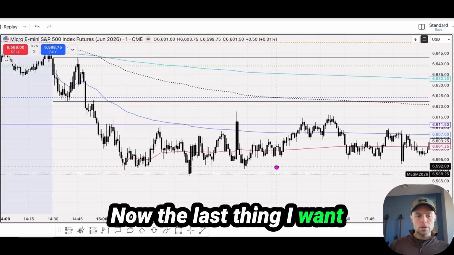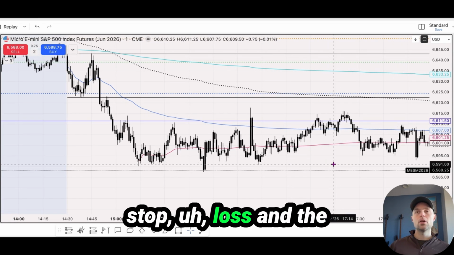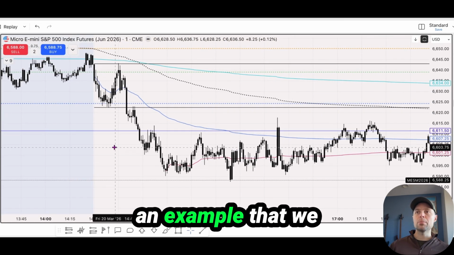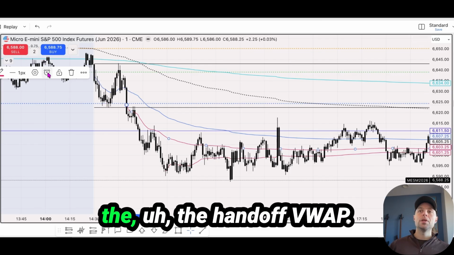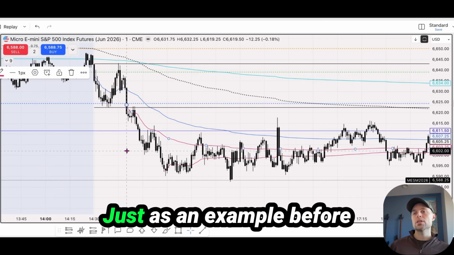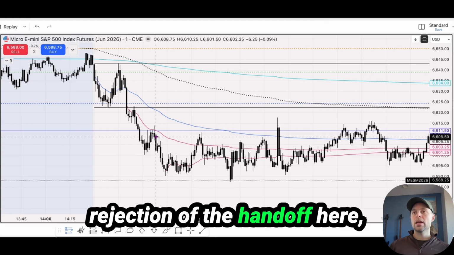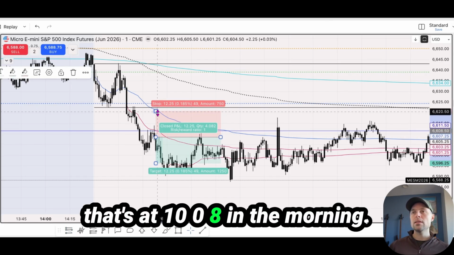Now, the last thing I want to touch upon is the trade management, the stop loss and the profit target placement. So let's say, just as an example, that we actually did take the trade from the bounce off the handoff VWAP. We would say we saw the rejection of the handoff here. I would enter in here. That's at 10:08 in the morning.